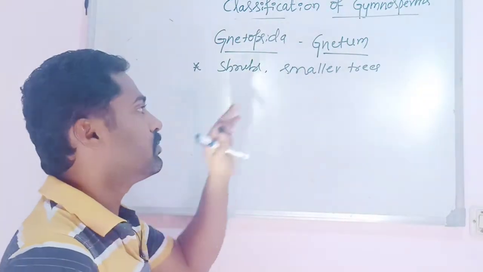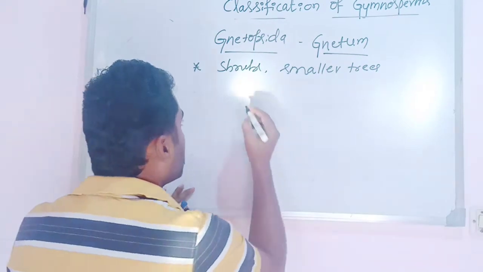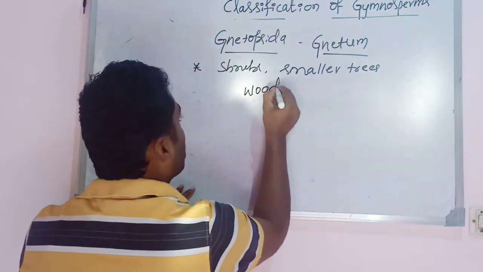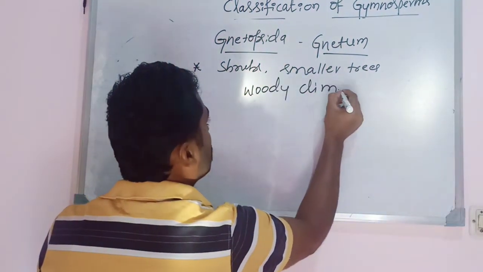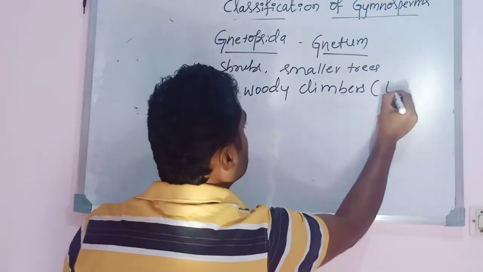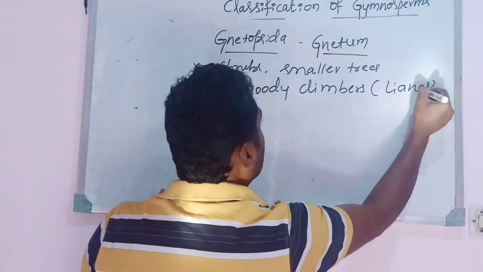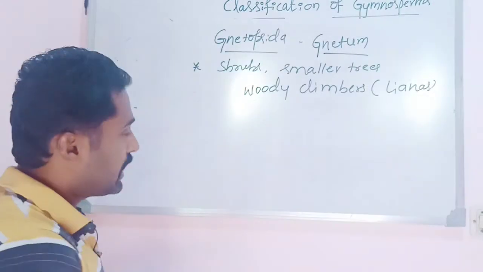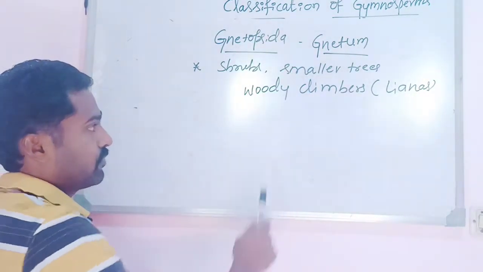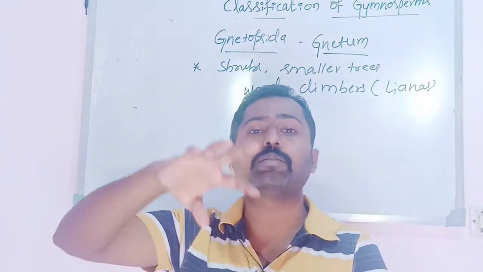Here the plants may be shrubs, or they may be smaller trees, or sometimes they may be woody climbers. Woody climbers are what are called lianas. Woody climbers are known as lianas. Woody climbers means, you know what climbers are. Climbers means plants which climb up on other plants.